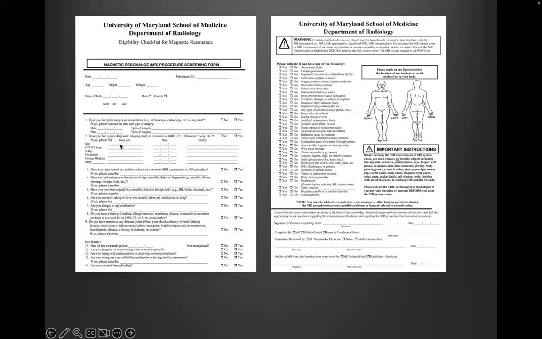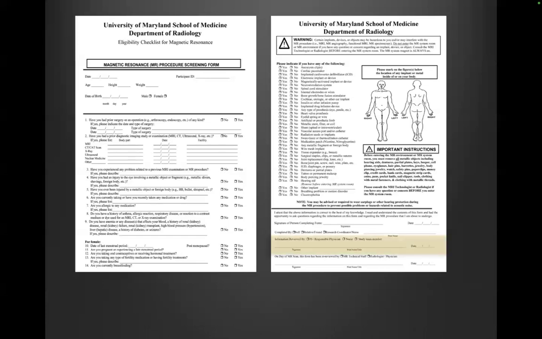The reason we ask about this, like if you have had other MRIs and CTs, as well as if you have had any surgeries, don't take it lightly, because oftentimes patients will forget what they have in their body. So by asking them what surgeries they have had, sometimes it will help us identify potential risk metals in their body.